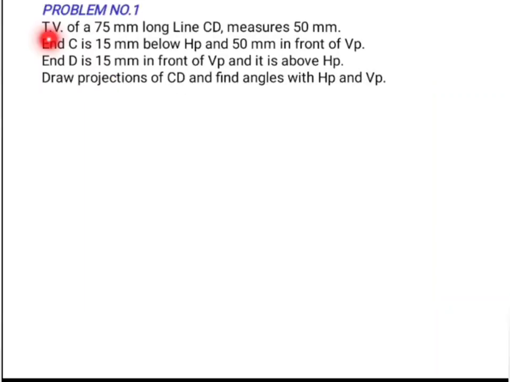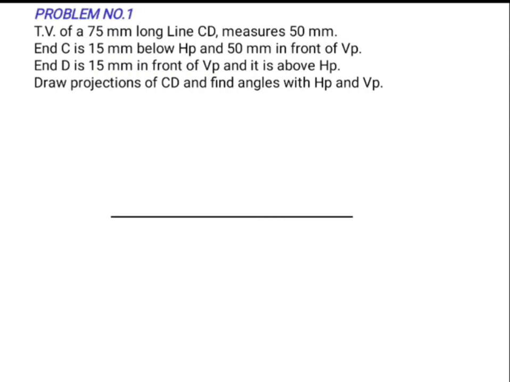Problem number 1. The top view of a 75 mm long line CD measures 50 mm. End C is 15 mm below the horizontal plane and 50 mm in front of the vertical plane. End D is 15 mm in front of the vertical plane and it is above the horizontal plane. Draw projections of CD and find the angles with the horizontal plane and vertical plane.